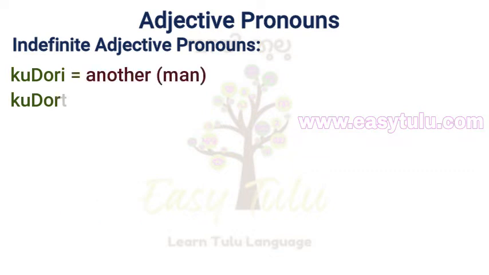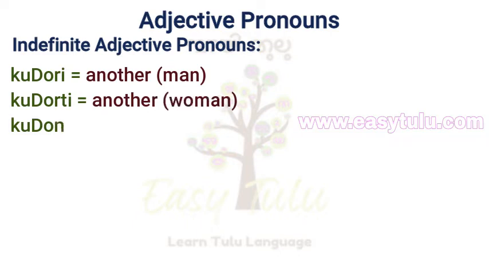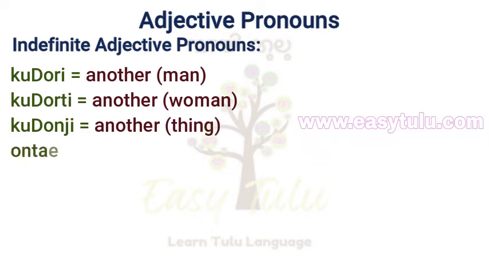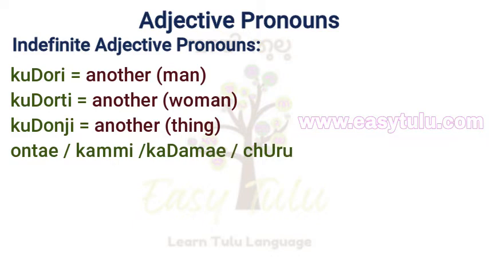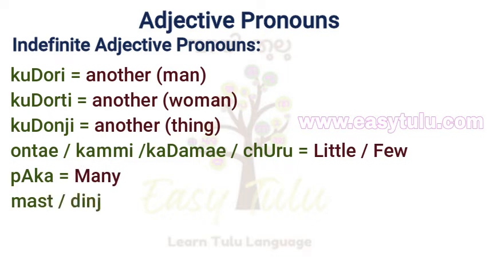Kudori, another man. Kudurti, another woman. Kudonji, another thing. Vante or kammi or kadame or churu, little or few. Paka, many. Mast or dinja or jasti, much or many.